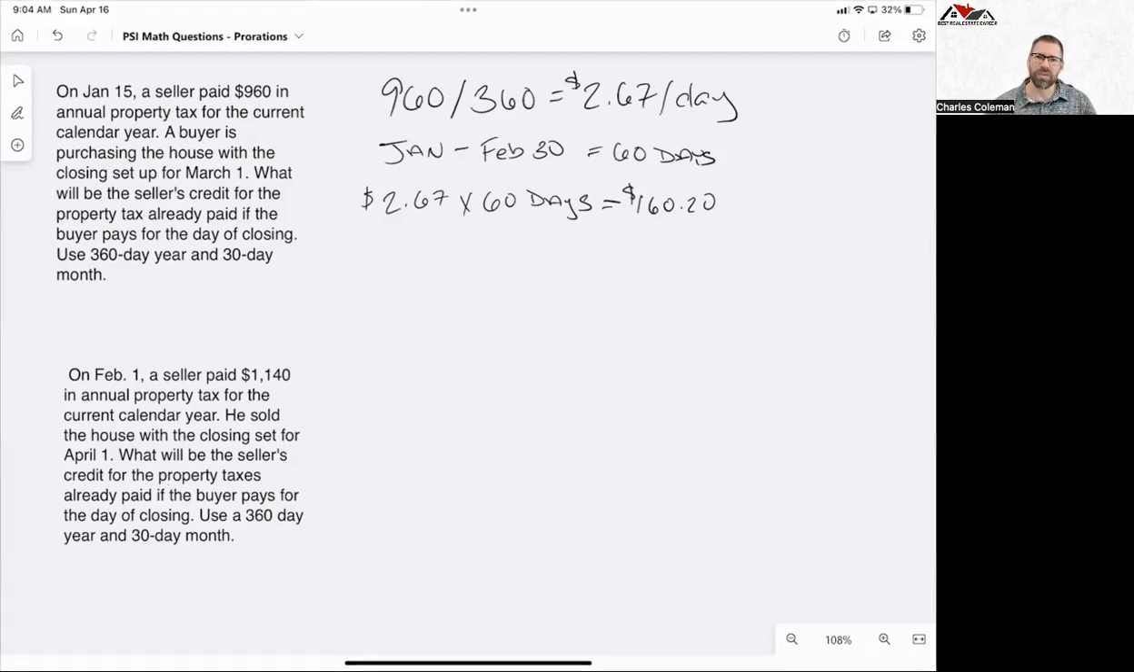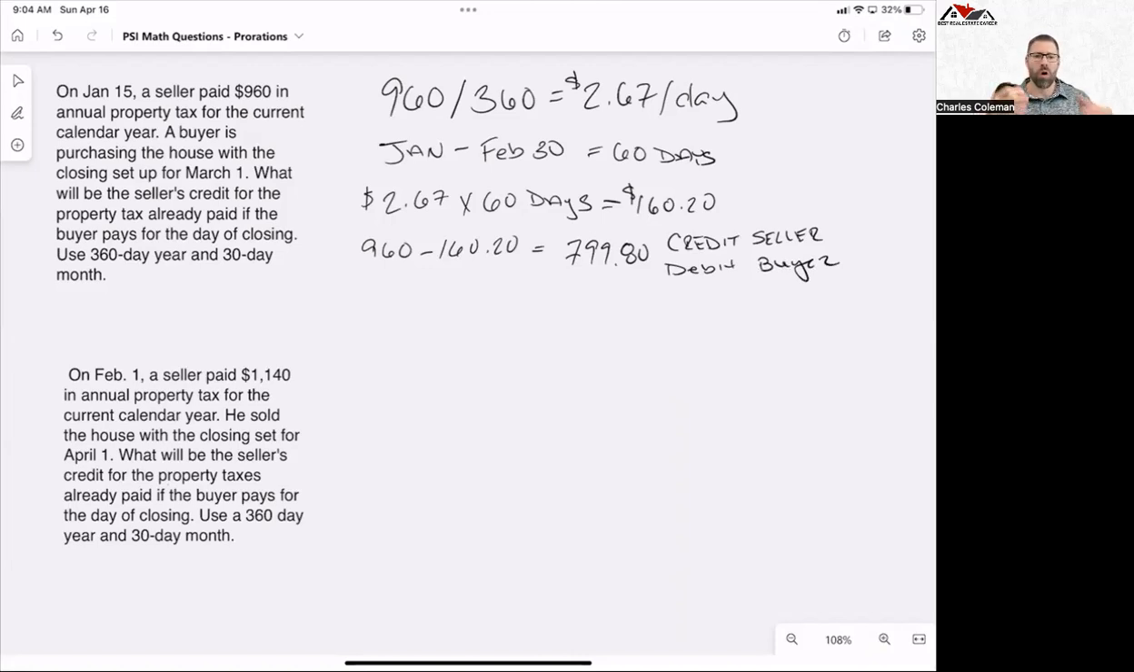But they already paid $960 to start. So we're going to go $960. We're going to subtract that. $160.20 minus $960 equals $799.80. And this again is credit seller, debit buyer. All right, so let's look at another one.